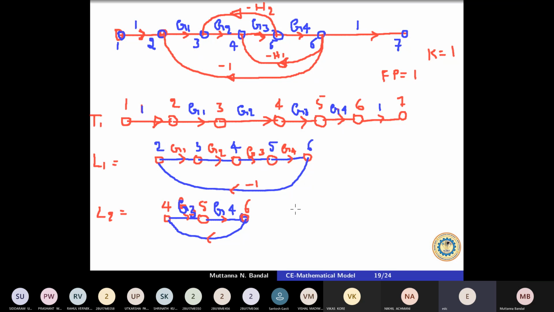Can anyone identify the third loop? Yes, third loop. Yes, anyone? So 3 to 4, 4 to 6, and back to 3. 3 to 4, 4 to 5, 5 and 5 back to 3. Okay, very good. So I'll write.